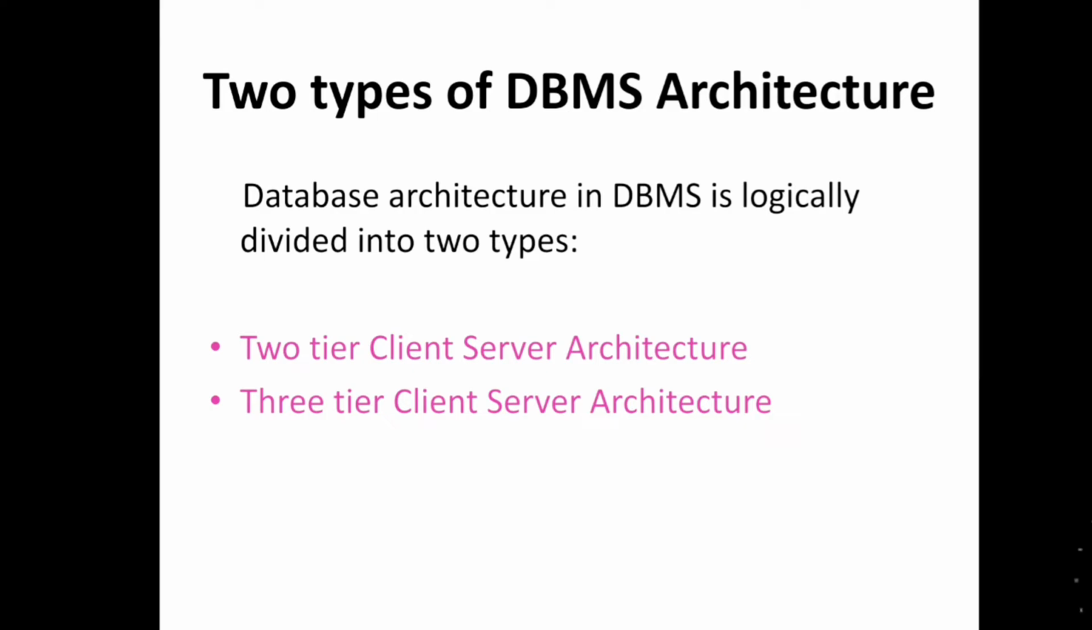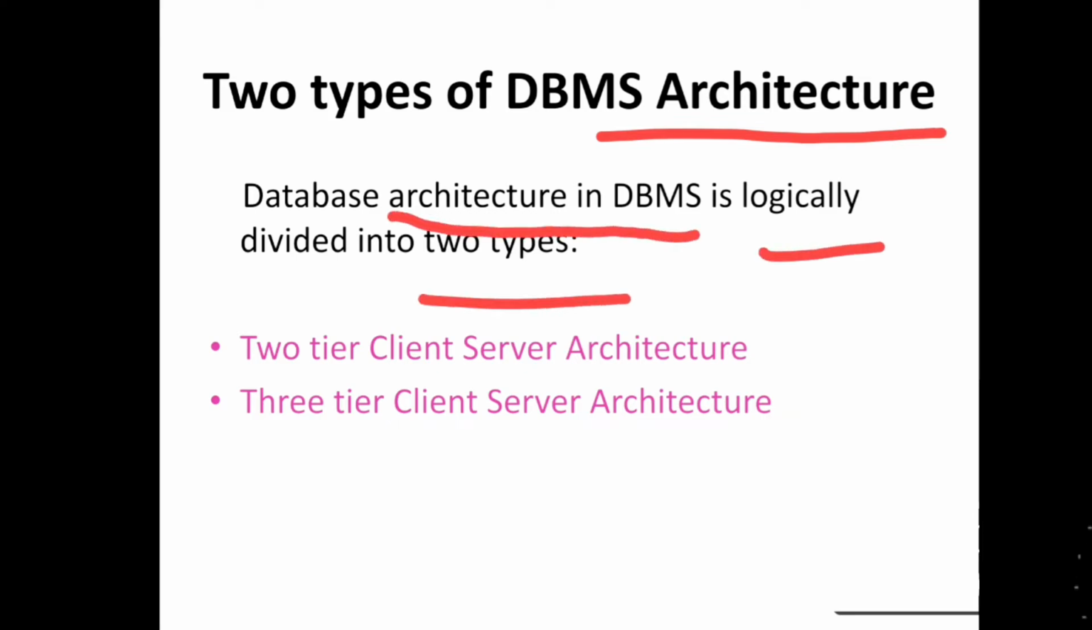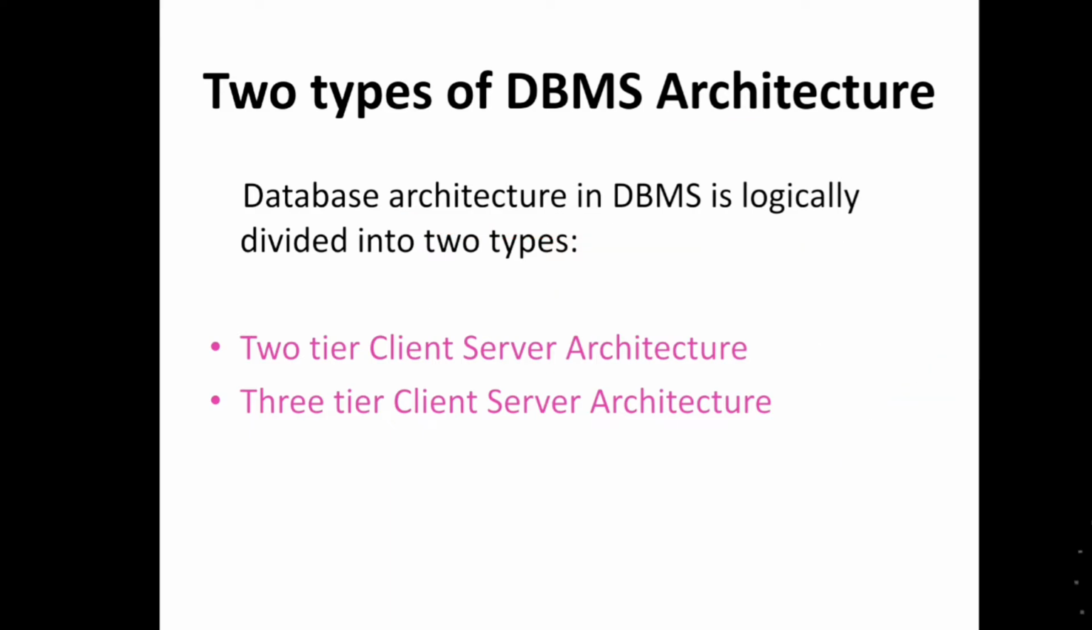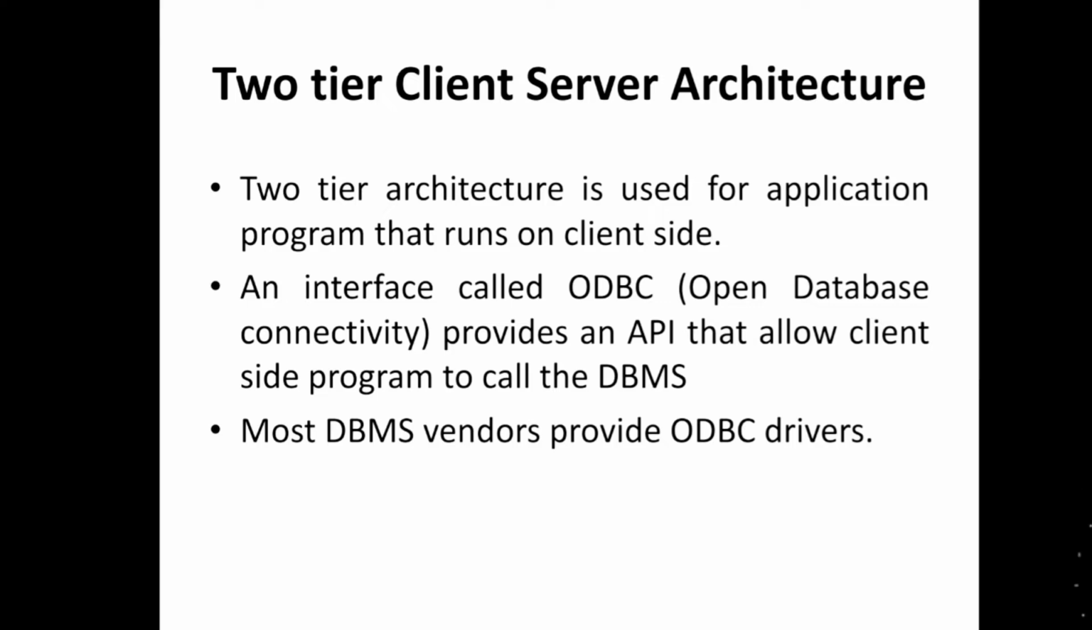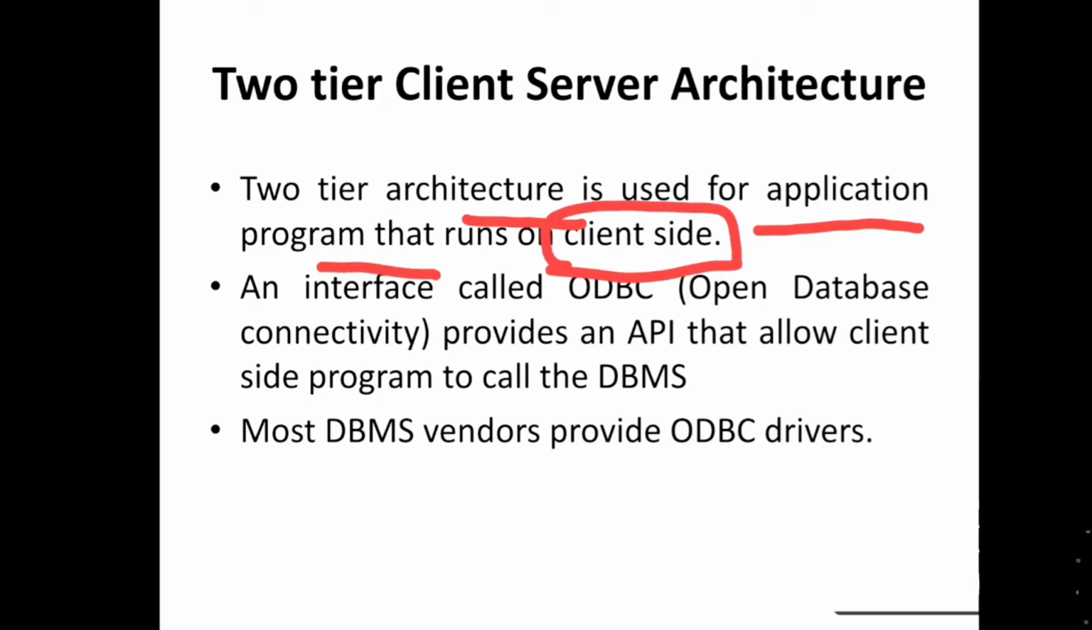Now students, the database architecture in DBMS is logically divided into two types. That is the two-tier client-server architecture and the three-tier client-server architecture. Now let's firstly discuss the two-tier client-server architecture. Two-tier client-server architecture is used for the application program that runs on the client side. Now let's understand this with the help of a diagram.